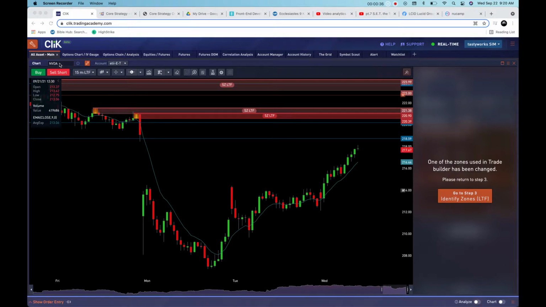This is NVIDIA. NVIDIA makes semiconductors. Semiconductors are what they use to make chips, computer chips. Computer chips are taking over everything. If you can afford NVIDIA, buy some.